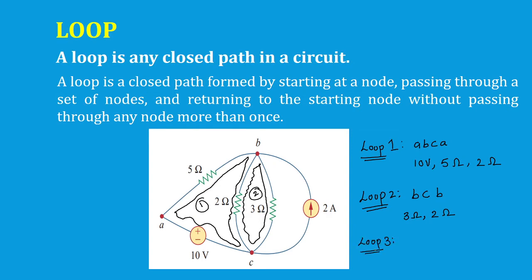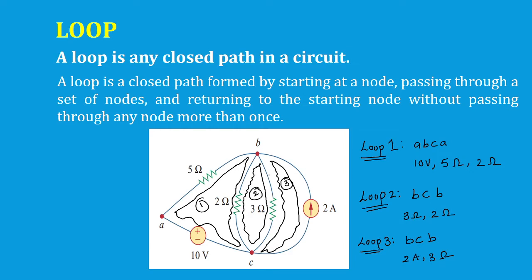This is also very important. Third loop. So I'm starting again from the point B, going through the 2 amperes current source, touching point C, and coming back to point B through a 3 ohms resistor. So this can be again B, C, B, but it is covering a 2 amperes current source and then a 3 ohms resistor. So we have the third loop here.